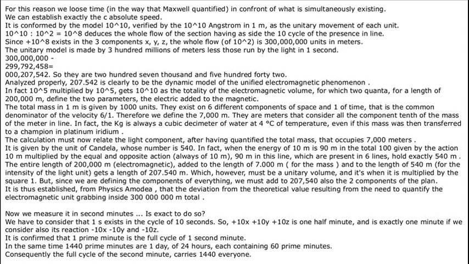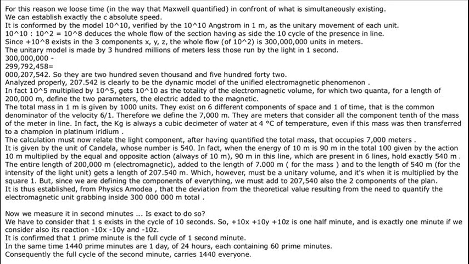We can establish exactly the c absolute speed. It is confirmed by the model 10 raised to 10, verified by the 10 raised to 10 angstrom in 1 meter, as the unitary movement of each unit. 10 raised to 10 divided by 10 squared is equal to 10 raised to 8, and it deduces the whole flow of the section having as a side the 10 cycle of the presence in line.